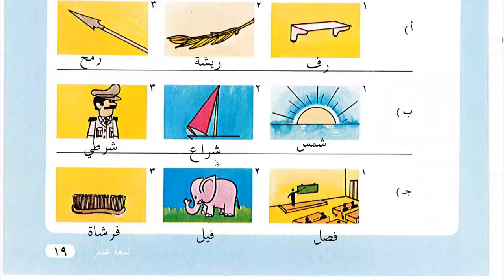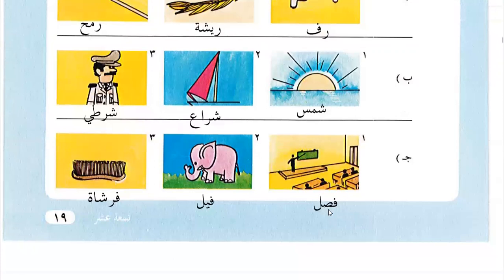Shirahun. Boat. Sailing boat. Shurti. Policeman. Okay. Fasl, class. Fil, elephant. Furshatun. Brush.